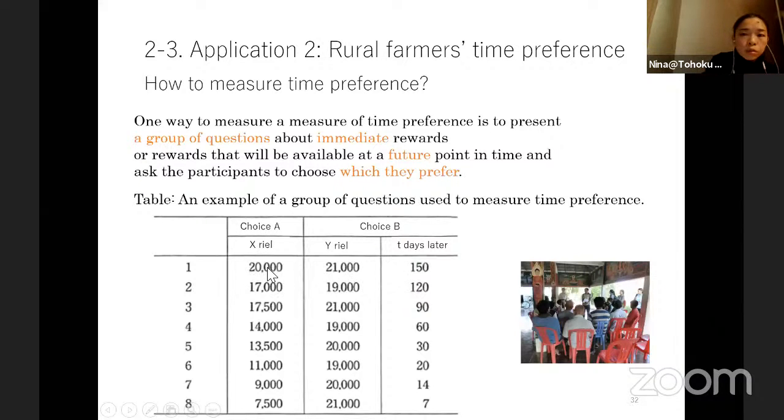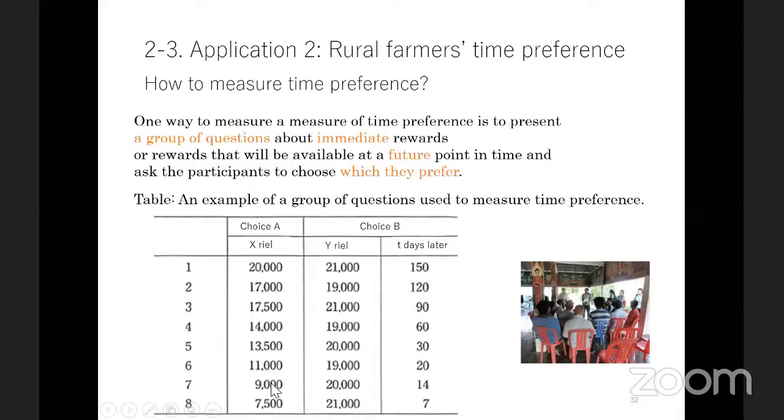But some of you still want the current reward, 70. Next one, 17,500, or 21,000 after 3 months. Some of you might still want to get it now.